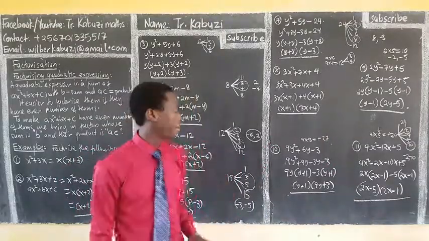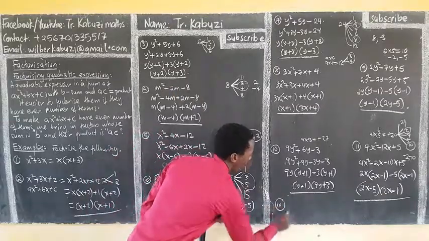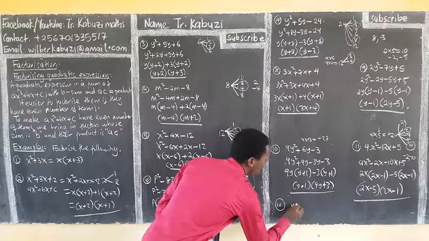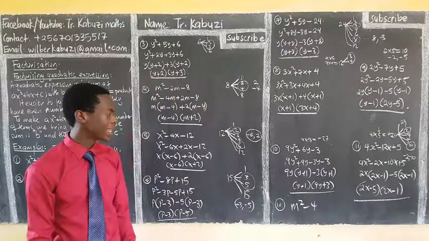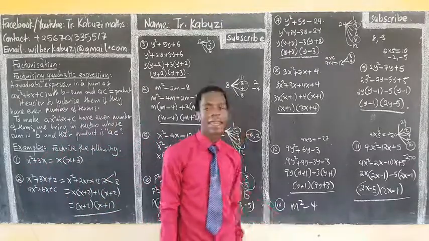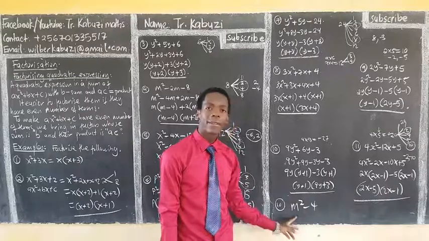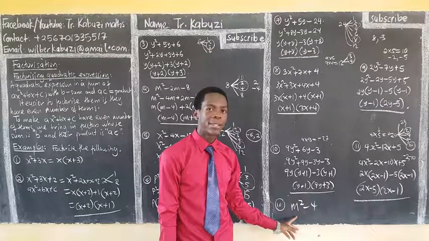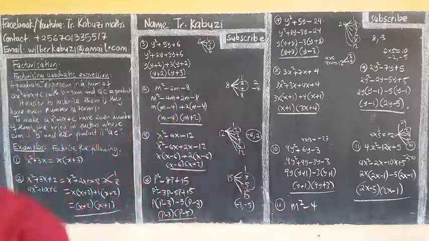Now, we are going to see what happens if you have m squared minus 4. How can you factorize this? How do we factorize this? It's what we are going to see in the next lesson, where we use a difference of two squares.